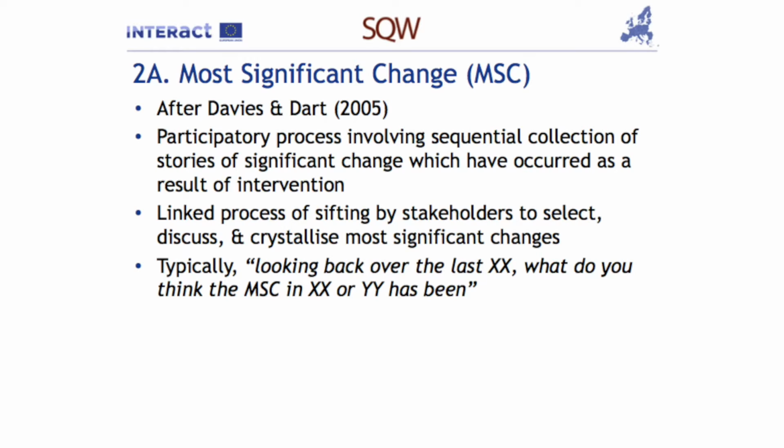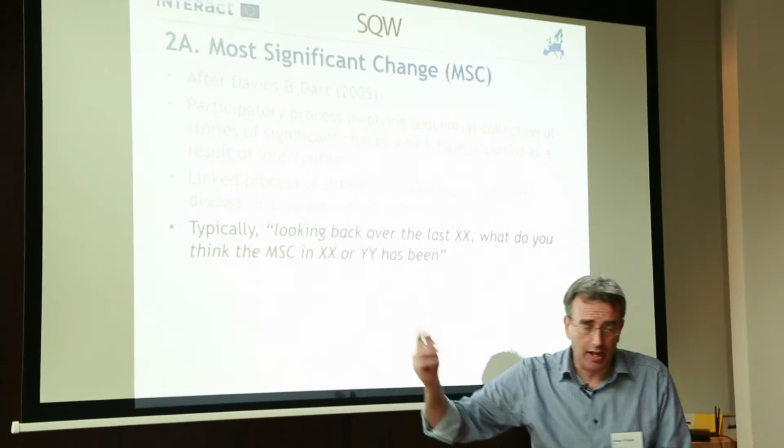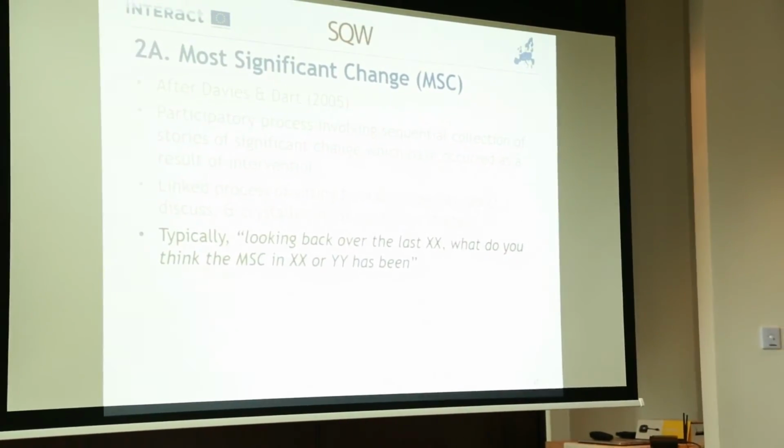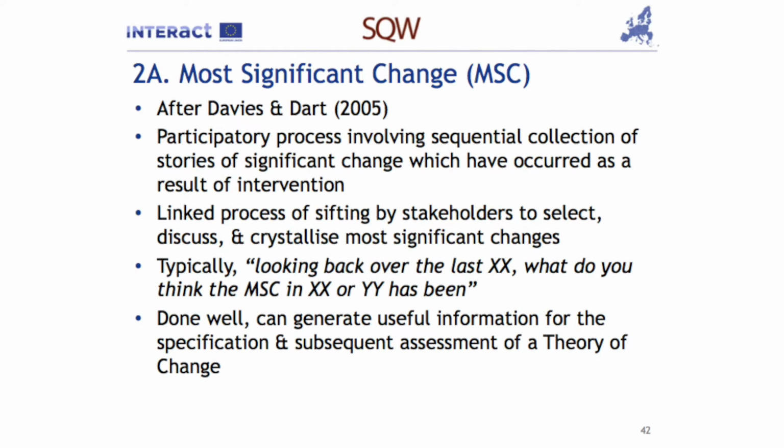Typically, what most significant change does as a method is to ask program beneficiaries, looking back over the last six months, three years, whatever it is, what do you think the most significant change in X or Y as a result of this program has been? Now, this is quite a different approach. It's not trying to get explanation from the theory of change, us thinking at our desks as to why this might have occurred. This is asking practically people who've been impacted by the program where they think it has been most impactful and why.